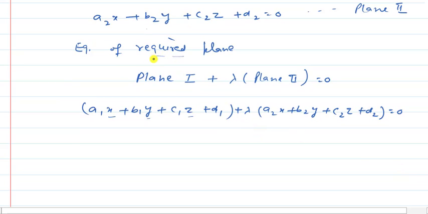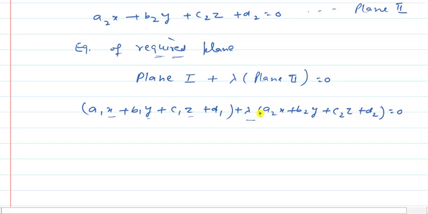Now if a passing point is given to the required plane, meaning through which the required plane is passing, then replace these x, y, z by the given value of the passing point of the plane, and that will provide you the value of lambda and will help you to find out the equation. Here there may be different situations. One, I told you, the passing point of the plane is given; second, a plane parallel to the required plane may be given; in another condition, a line perpendicular to the required plane may be given; and there may be other conditions in which we need to find out the equation of this plane.